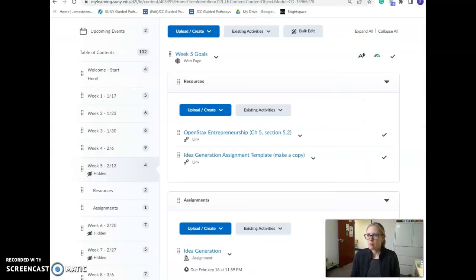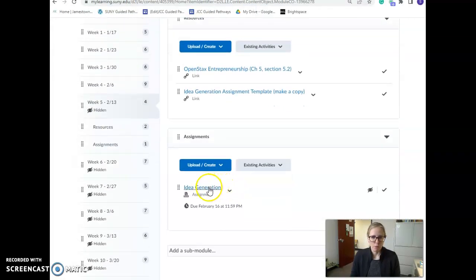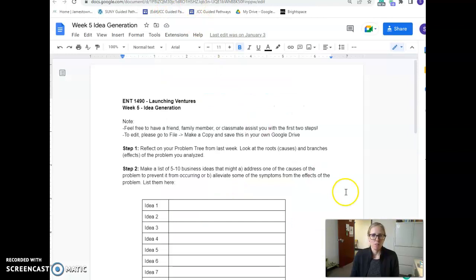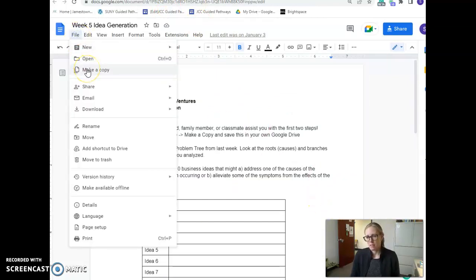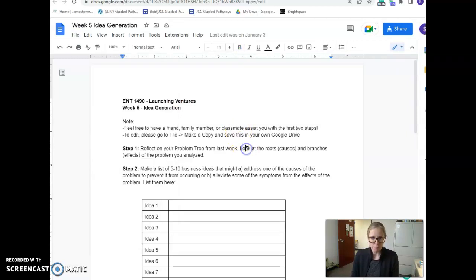Your job for the week is fairly straightforward. You're going to open up this idea generation template. Go to File, and then make a copy and save it in your own Google Drive. That's how you will edit it. You're not going to be able to edit the one that you open until you make a copy.